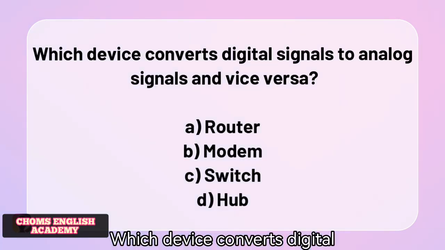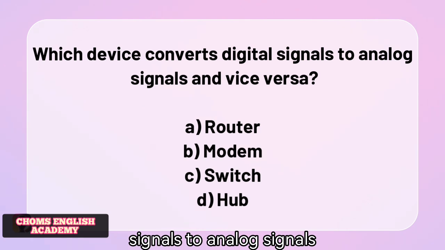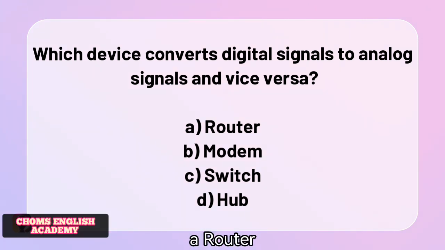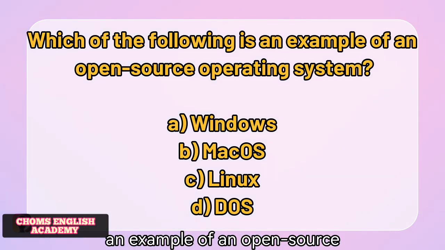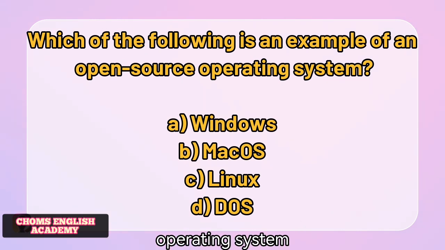Which device converts digital signals to analog signals and vice versa? A. Router. B. Modem. C. Switch. D. Hub. Answer. B. Modem. Which of the following is an example of an open-source operating system?